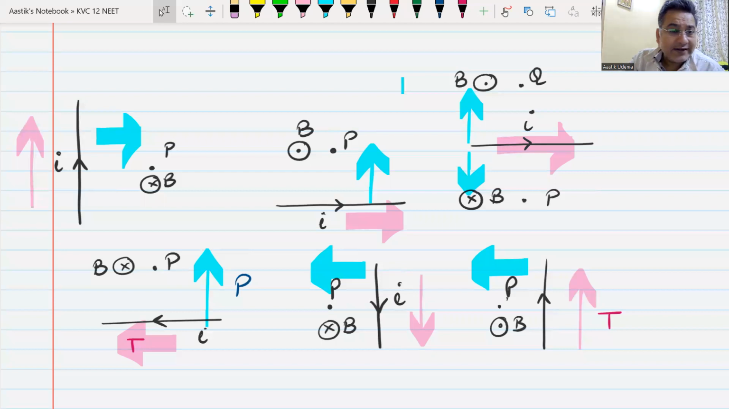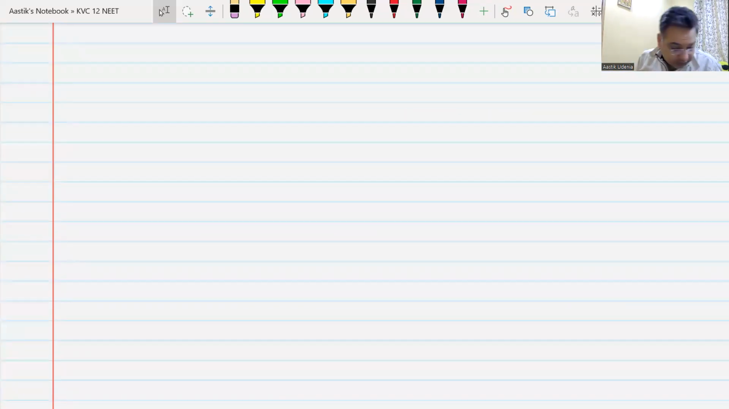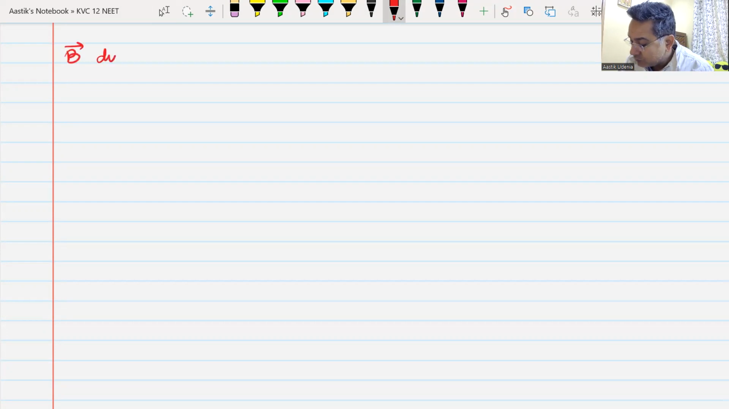Then we move on to magnetic field due to a straight wire. Up till now, we had seen only the formula of magnetic field due to a small current carrying wire, small element. The first formula that comes is magnetic field due to a straight wire.